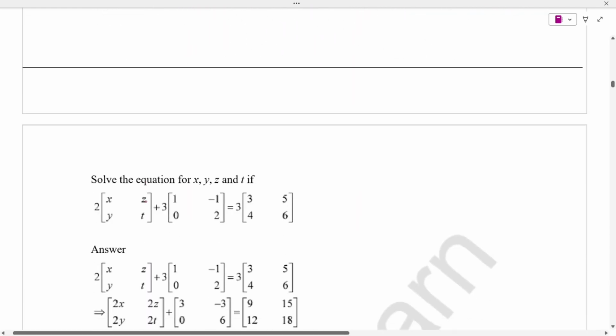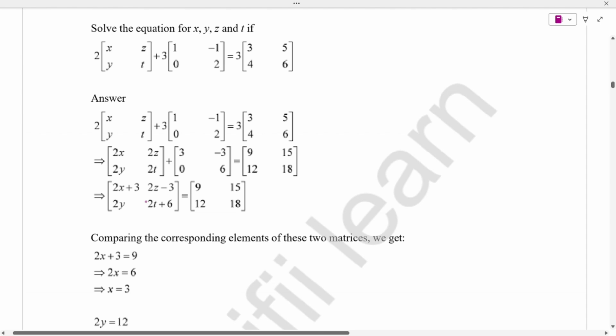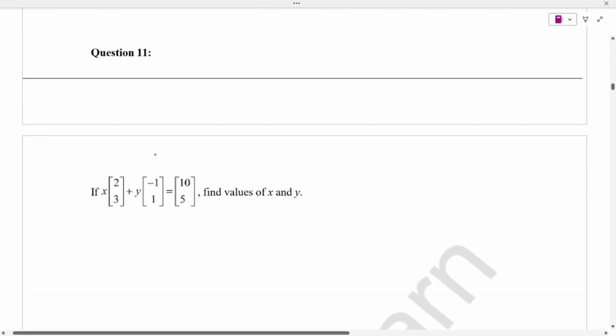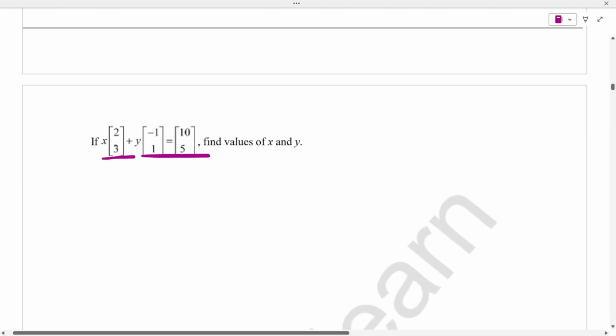Now if we see the next question, solve the equation for x, y, z and t if... see, the same way you multiply and you add and you will get the values of x and y and z and t. Okay, now also the same, you have to multiply, it will be 2x, 3x, minus y and plus y will be there, you can find out. See, let's solve.